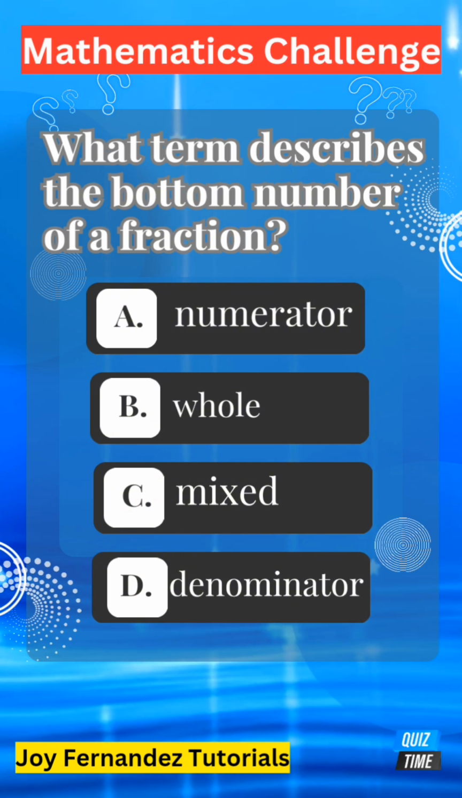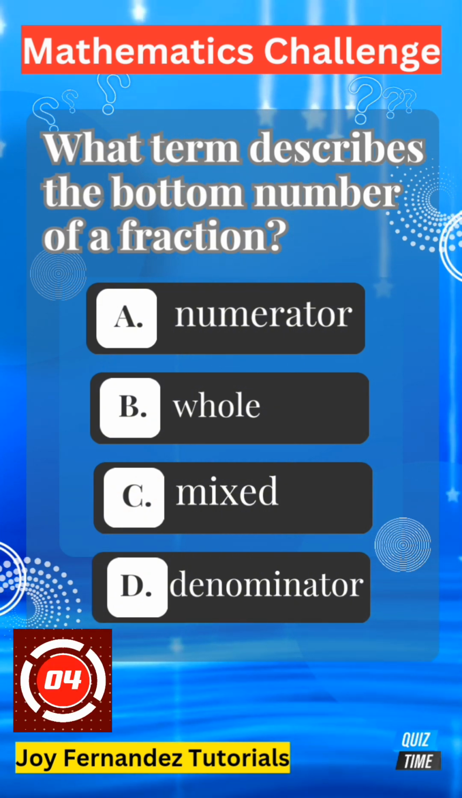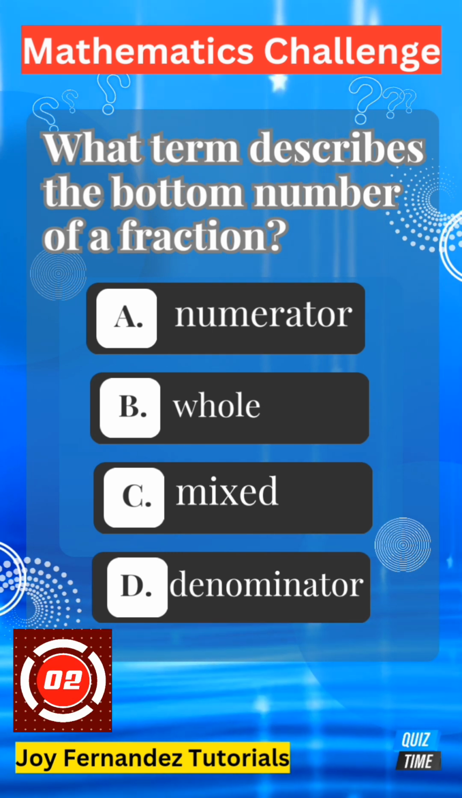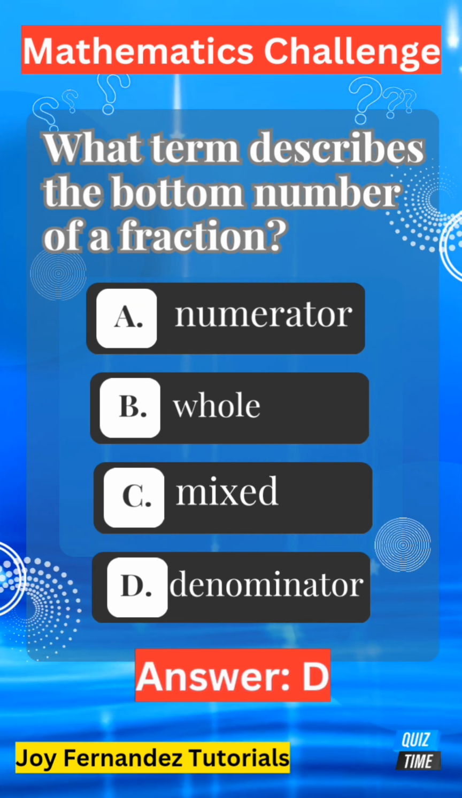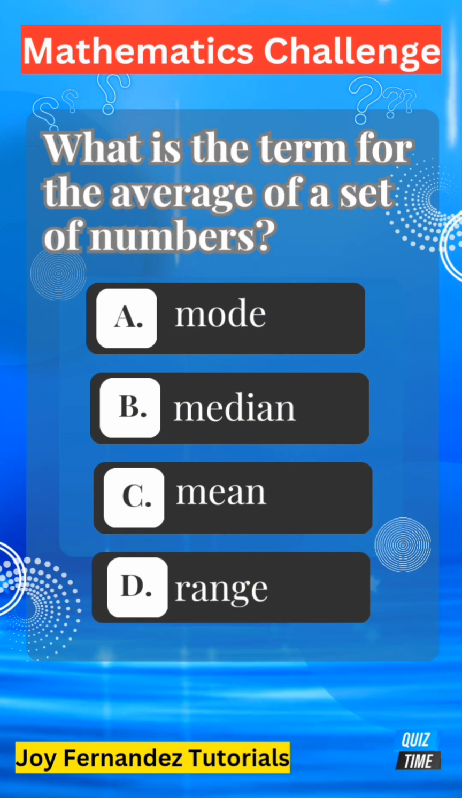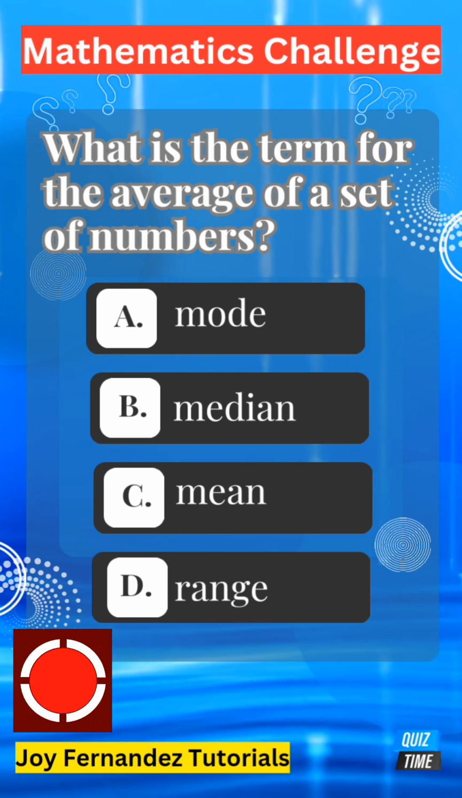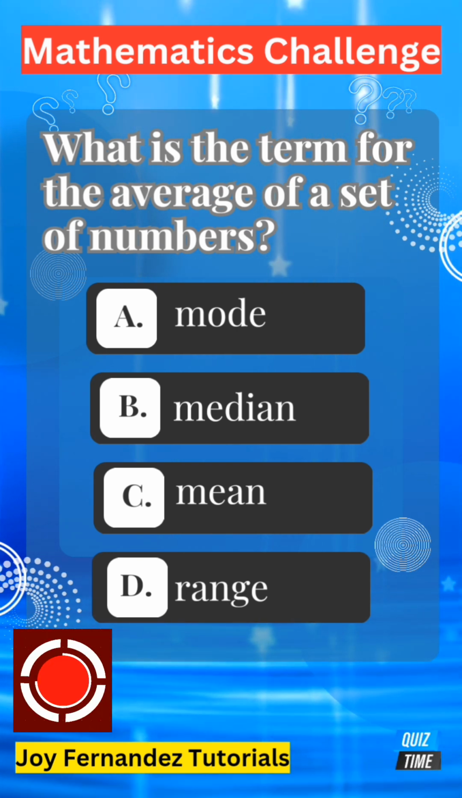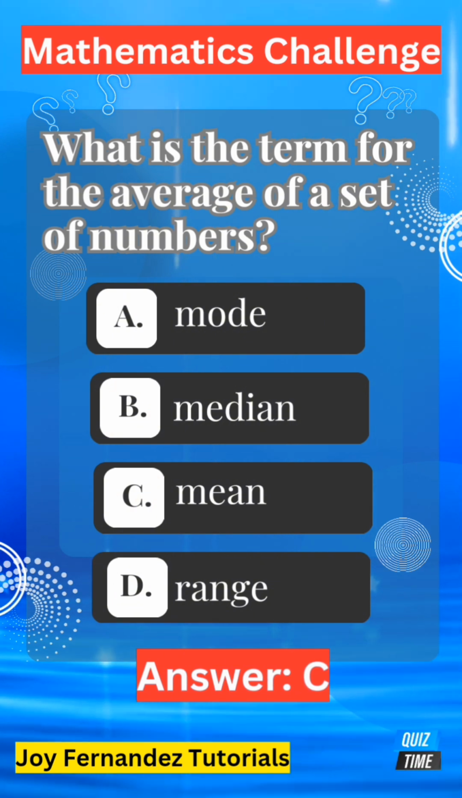What term describes the bottom number of a fraction? The answer is D. Denominator. What is the term for the average of a set of numbers? The answer is C. Mean.